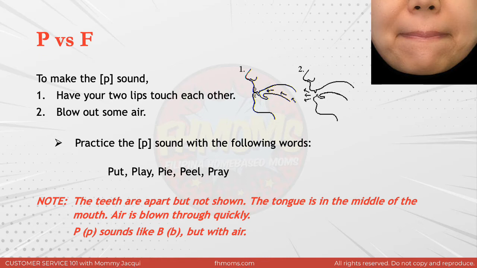We say put, play, pie, peel, pray. Very good. Now you can practice this several times if you're having a hard time saying the sound of the letter P. Okay?